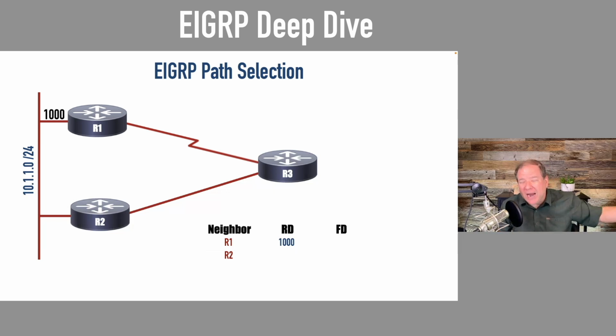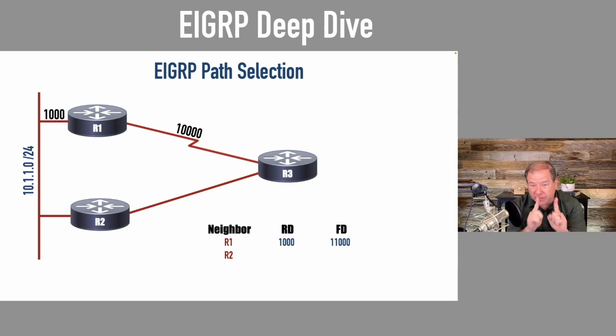Now, some literature will call it the advertised distance. I don't like to use that term because AD makes it sound like administrative distance. But you might see either one, but I prefer to say reported distance. R1 is reporting to R3, hey, it's going to cost me 1,000 to get there. But R3 realizes it's going to cost something just to get to R1. What is that cost? Well, that cost, we'll say, is 10,000. So if I add up the 10,000 that it cost me to get to R1, I add that to what R1 reported, the reported distance, that's going to be a grand total of 11,000. That's called my feasible distance.